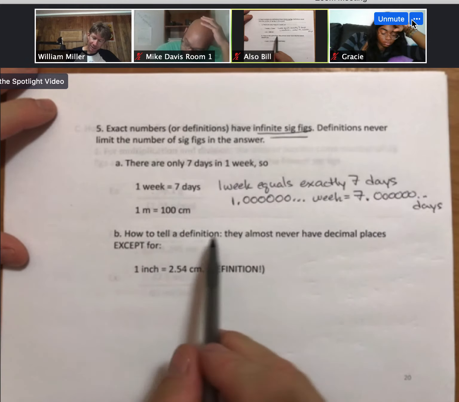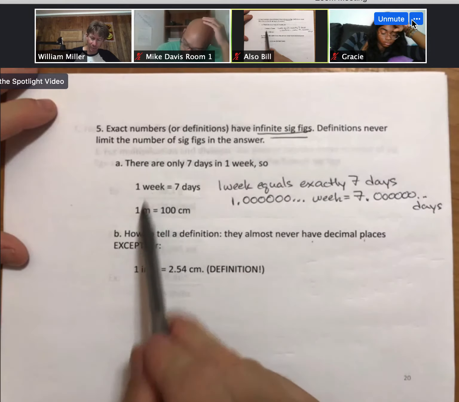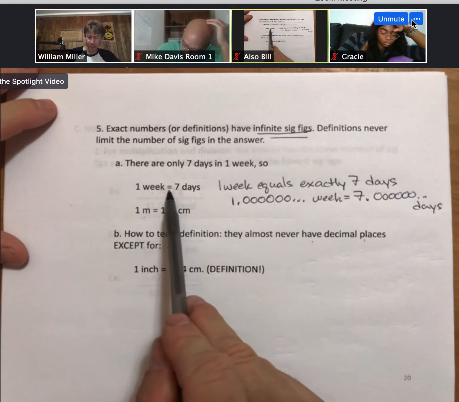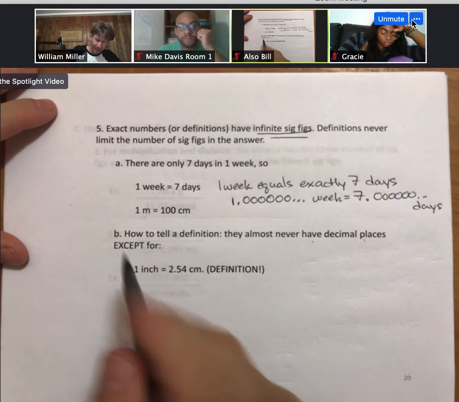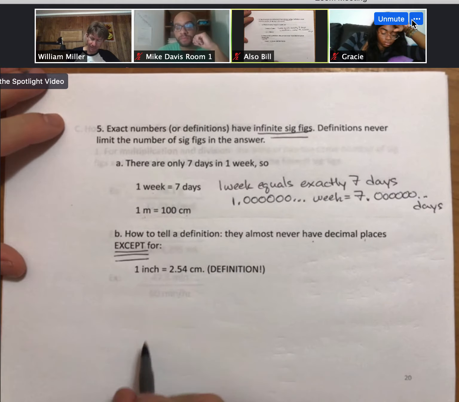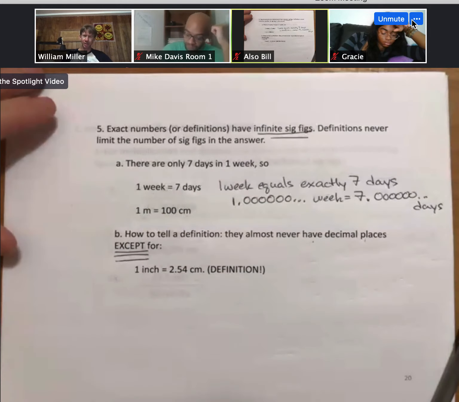How to tell a definition? They almost never have decimal places. Look, no decimal places in 1 meter equals 100 centimeters. No decimal places in 1 week equals 7 days. However, there's one definition that has decimal places, and that is 1 inch equals 2.54 centimeters.